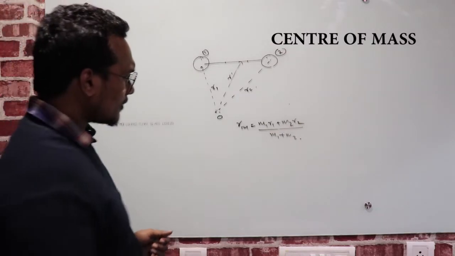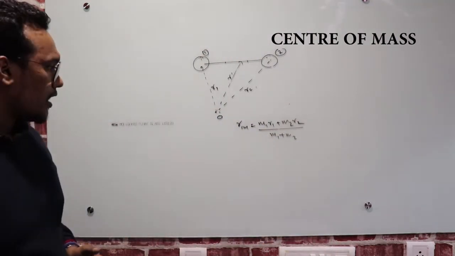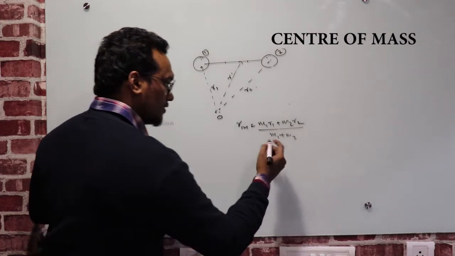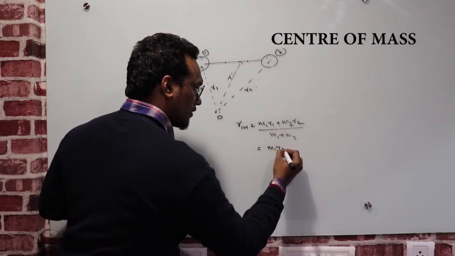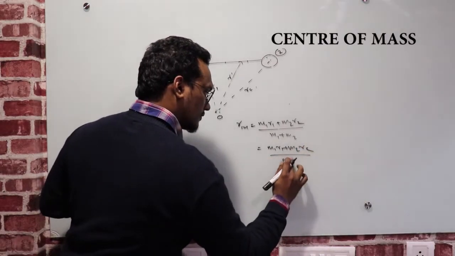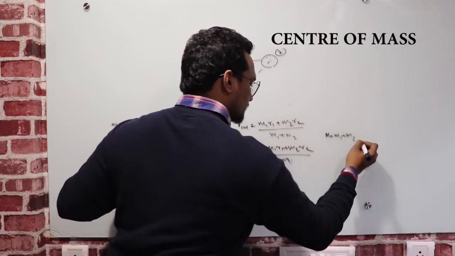Now from here you can come across many important equations. m1 plus m2 is nothing but the total mass. So I can replace this as m1 r1 plus m2 r2 divided by capital M. Capital M is nothing but the total mass, m1 plus m2.